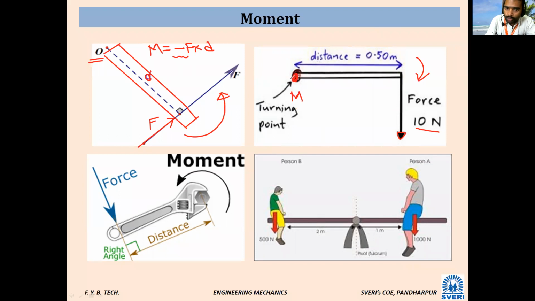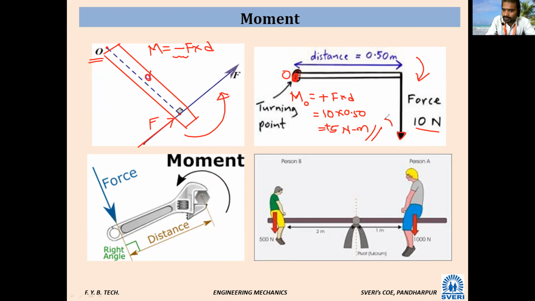Tell me, the moment about this point. I will take this as point O, the turning point. Moment about O is equal to, clockwise or anti-clockwise? Clockwise. Plus or minus? Plus. Force into distance. How much is the force? 10 Newton. How much is the distance given? 0.5. So 10 into 0.5 is equal to 5 Newton meter. You can write plus 5 Newton meter. If there is no mention of the plus sign, it is fine, but when there is a negative, you have to write the sign.